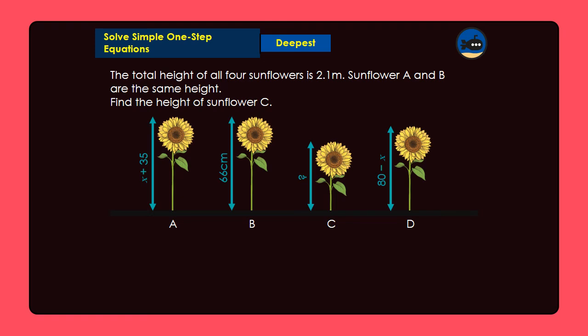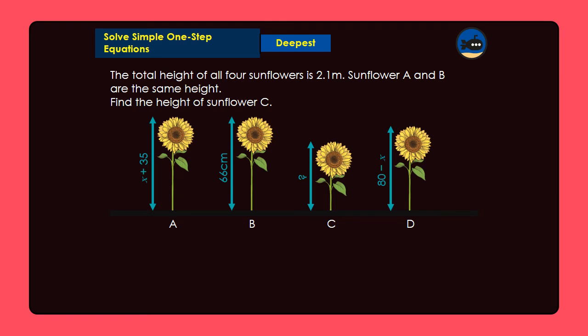Super. We know the height of B. We can use that to help us then find the height of A. Once we found the height of A, we can use that to help us find the height of D. And then we can use that to help us find the height of sunflower C. So pause the video here whilst you work out your answers. Remember, you're finding the height of sunflower C.